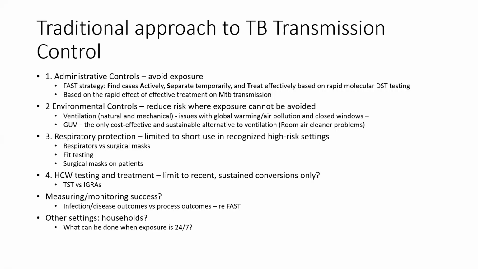So then how do we measure the outcomes? There'll be another whole webinar on this by Dylan Tierney, a colleague of mine, so I won't go into detail, but I would say the two approaches that have been discussed have been to look at either infection or disease among healthcare workers or process indicators, and those are particularly applicable to the FAST approach of administrative controls. And then in passing, and maybe this will come up as questions, there are other settings, obviously, other than hospitals and clinics, homes, for example, and what can be done, if anything, when exposure is 24/7. And we'll talk about that.